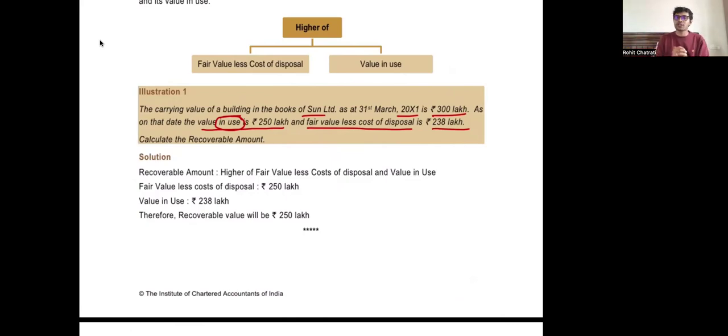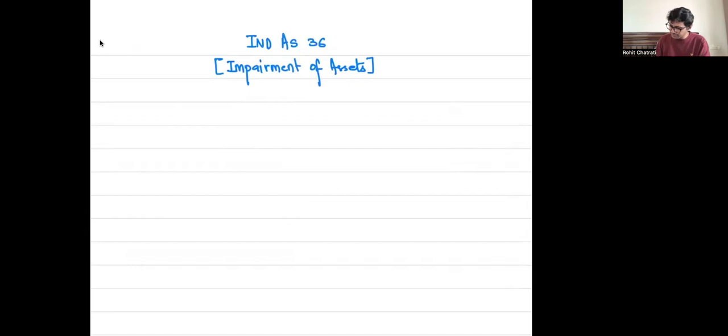So fair value less cost of disposal basically represents how much you are expected to receive upon selling, less any cost that you are going to incur to sell the asset. It is almost similar to NRV for inventory. What we see as NRV for inventory is almost the same as fair value less cost of disposal. If you sell the asset today, what are the net sale proceeds that you are expected to receive? That is 238 lakhs. The question is saying calculate the recoverable amount. So now let's actually start solving it.